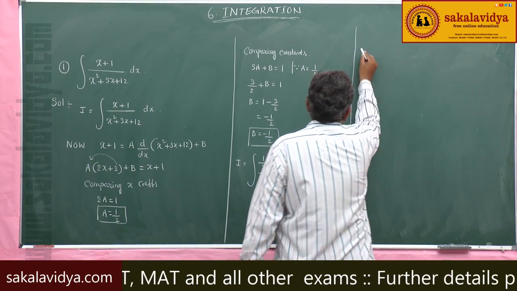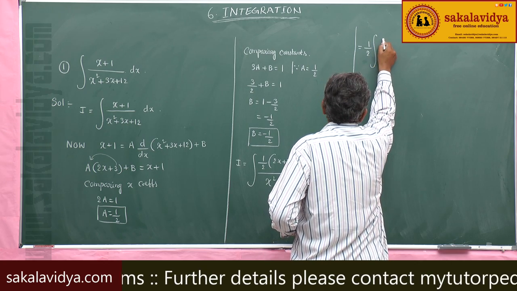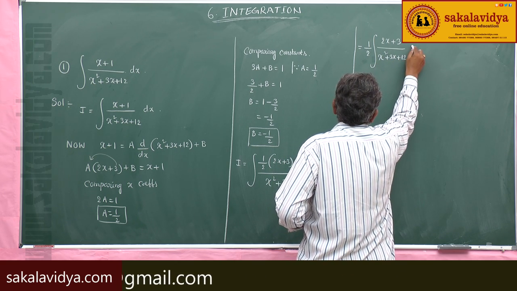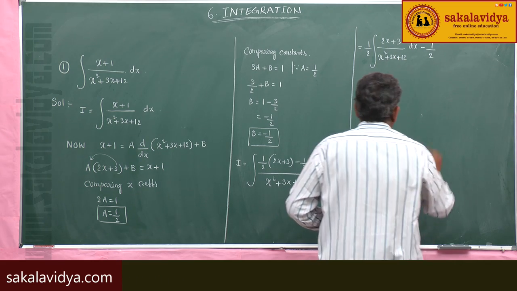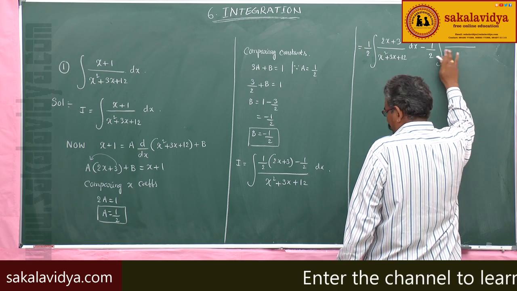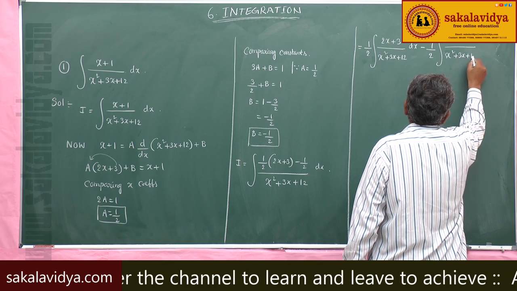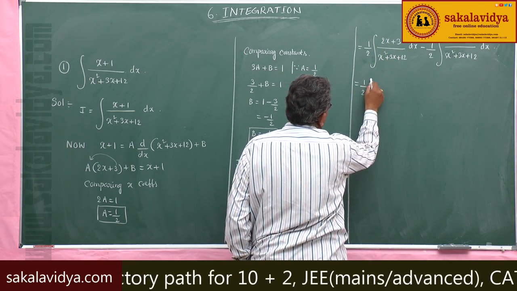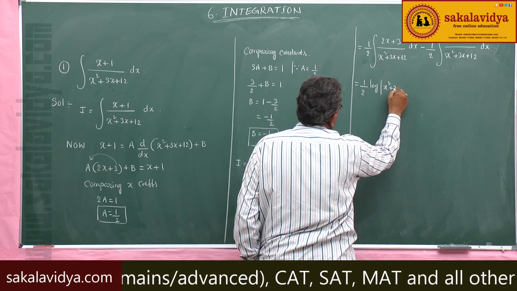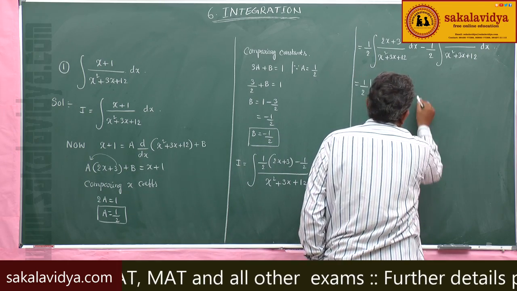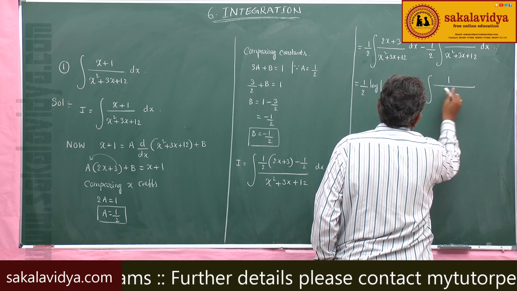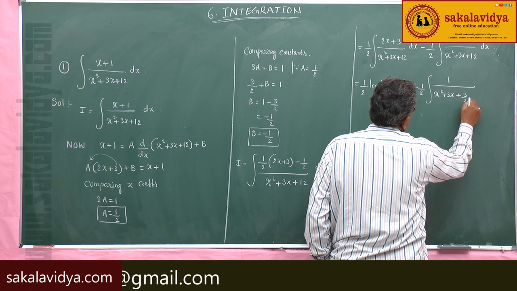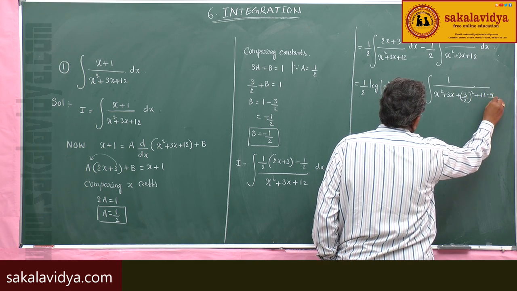Let us write, this is equal to half integral (2x plus 3) by (x square plus 3x plus 12) dx, and minus half integral 1 by (x square plus 3x plus 12) dx. This is the derivative of this one. So, 1 by 2 log mod (x square plus 3x plus 12) minus 1 by 2 integral 1 by x square plus 3x. Half of the x coefficient is 3 by 2, that square is (3 by 2) square, and plus 12 minus 9 by 4 dx.